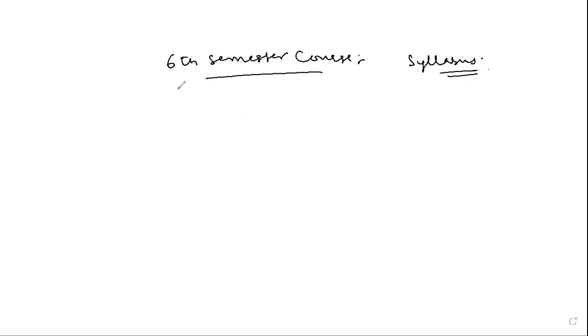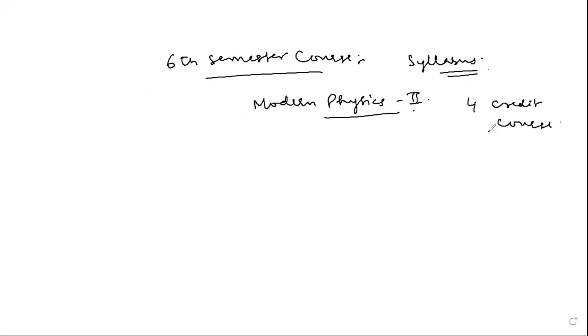You know that our course is titled Modern Physics Second, and it is a 4-credit course. That means in your question paper in theory, your marks will be maximum 60, right?